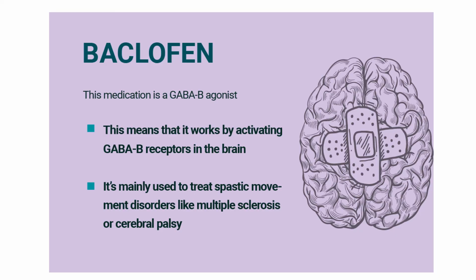Okay, so let's move on to another medication called baclofen. It actually works through the same system as benzodiazepines, which is the GABA system. And really, its expected therapeutic effect is to lead to muscle relaxation and reduce muscle spasticity in conditions such as multiple sclerosis, cerebral palsy, and spinal cord injuries.